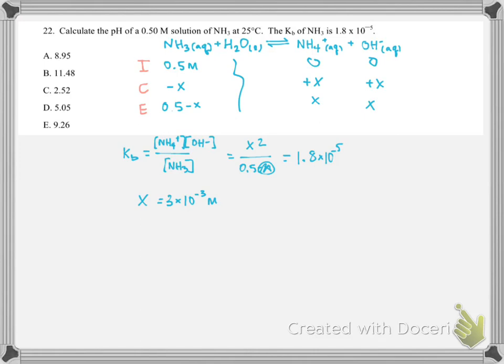And if we look up at our ice table, the X is corresponding to hydroxide concentration. So when we take the negative log of that value, what we're going to calculate is pOH. And here we can see that the pOH is equal to 2.52. And so to get pH, we'll have to do 14 minus 2.52, which is equal to 11.48. And we started with a weak base, so it makes sense that this pH is greater than 7. And so we can go ahead and choose that answer choice, B.